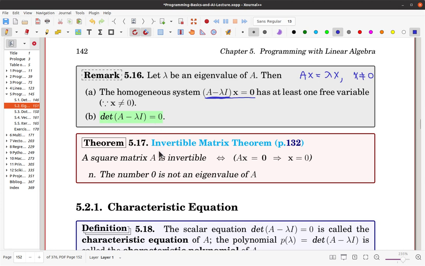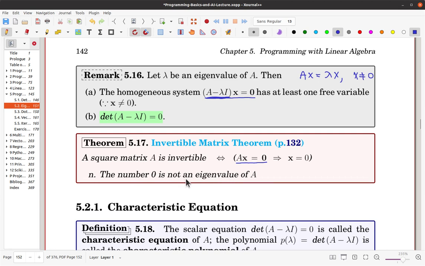Now we'll add one more line to the invertible matrix theorem. A square matrix A is invertible. It's the same as saying the homogeneous system has only the trivial solution. Now that is the same as this one: the number 0 is not an eigenvalue of A.